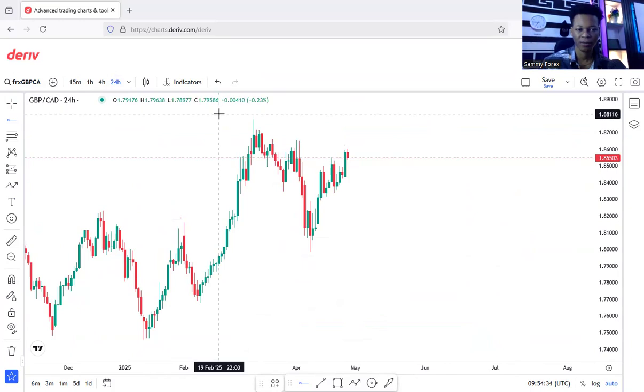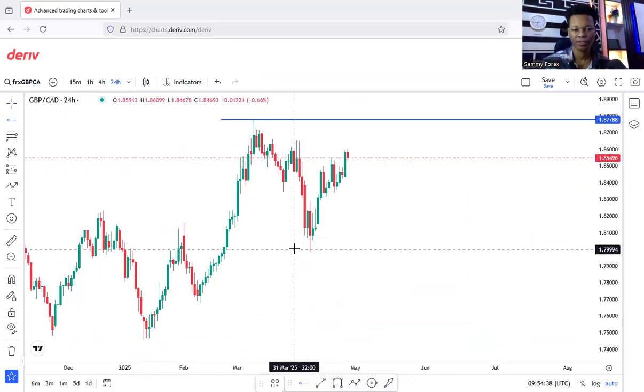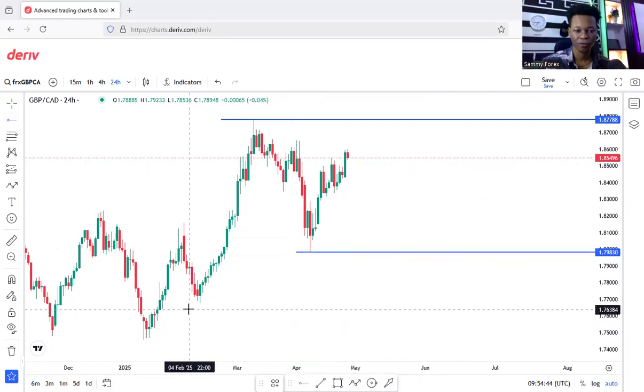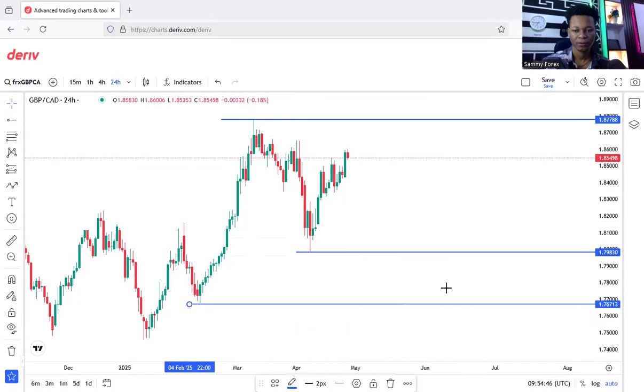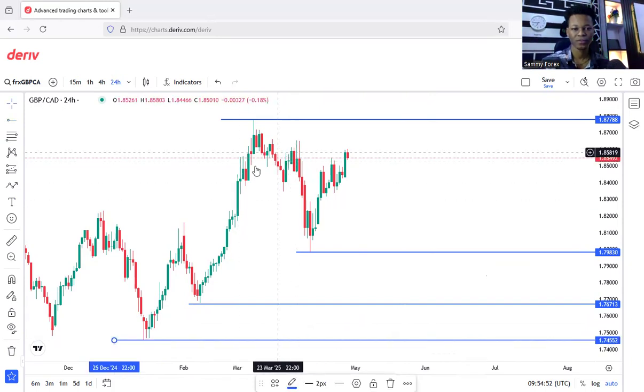GBPCAD came all the way to this high and came all the way to this low, and came all the way to this low here. You see it? Those are the key lows that price is actually going up.